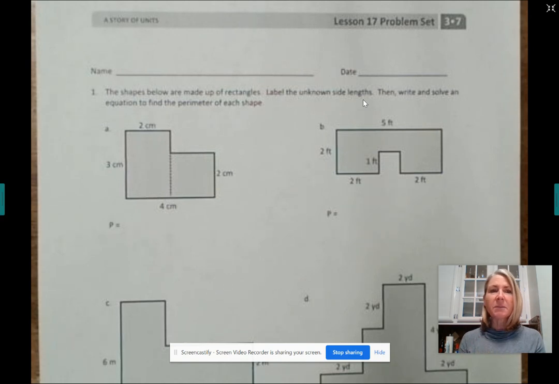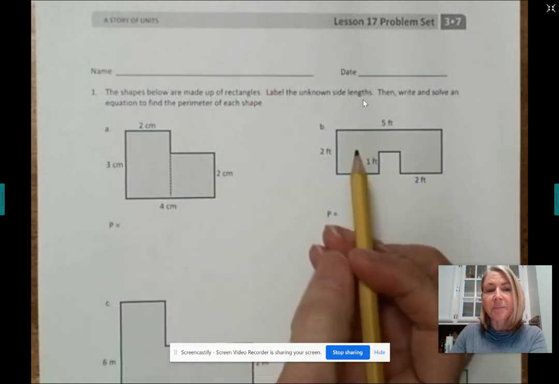We have the shapes below are made up of rectangles. So that gives us information that we can assume that what is on one side is equal on the other. Label the unknown side lengths, then write and solve an equation to find the perimeter of each shape. Okay, so today we're really going to go back to that checking off strategy and looking at opposing sides to make sure that we are moving through the problem thoughtfully.